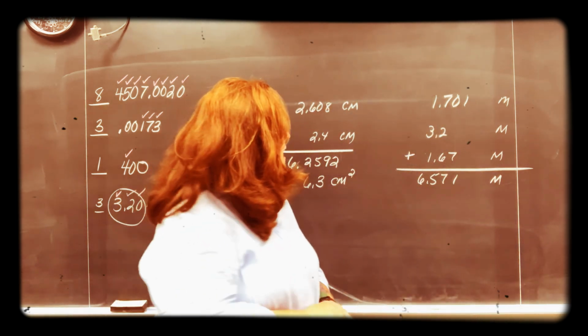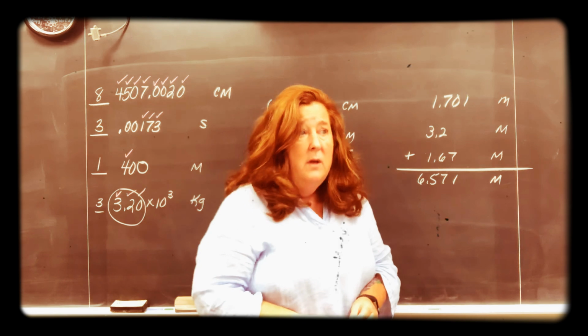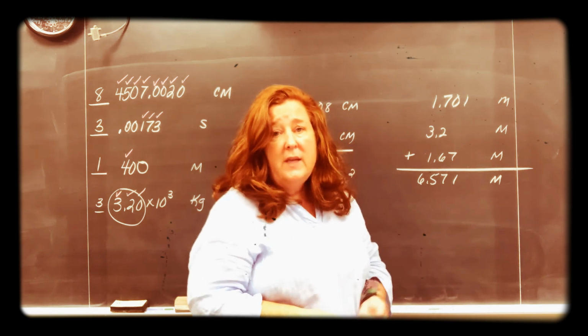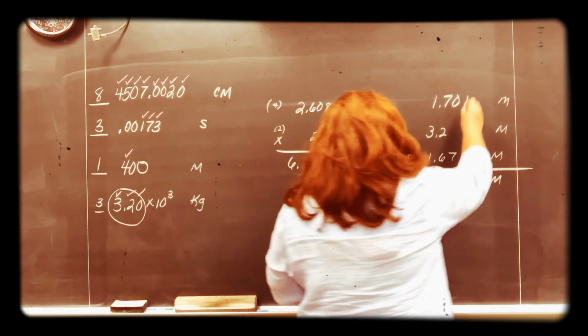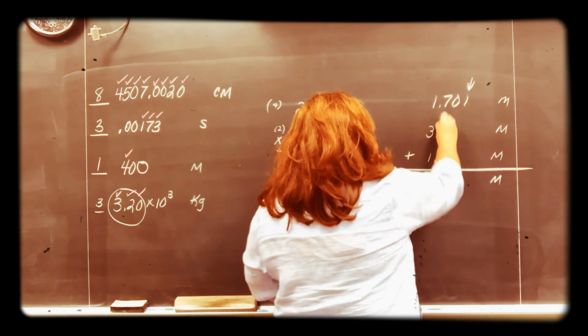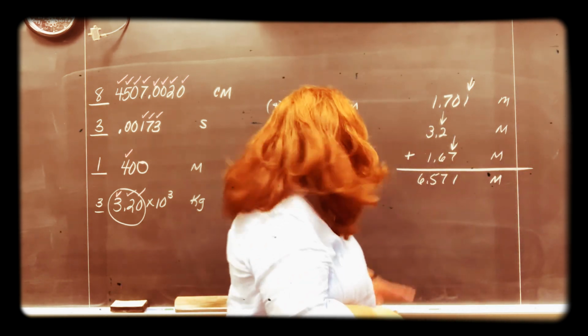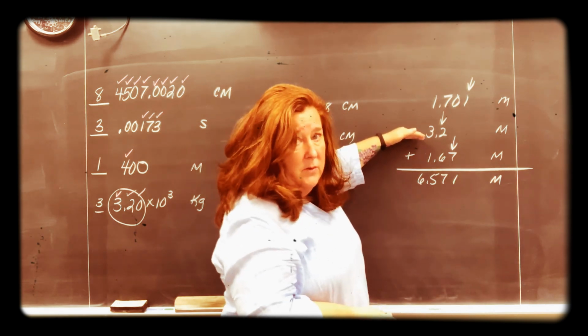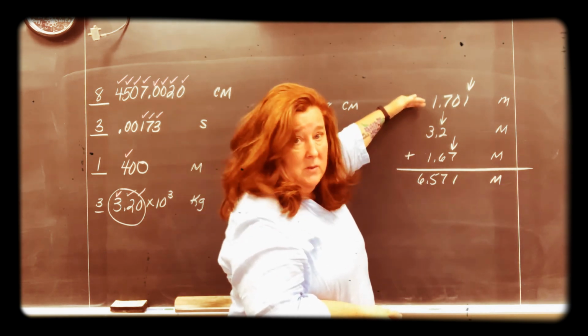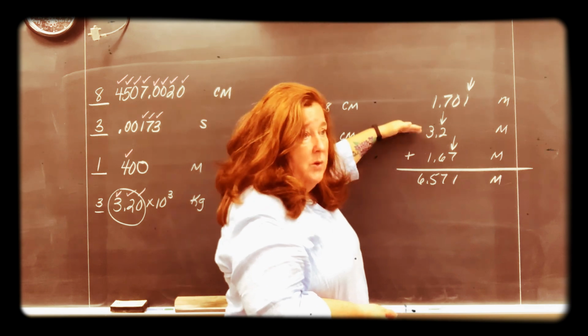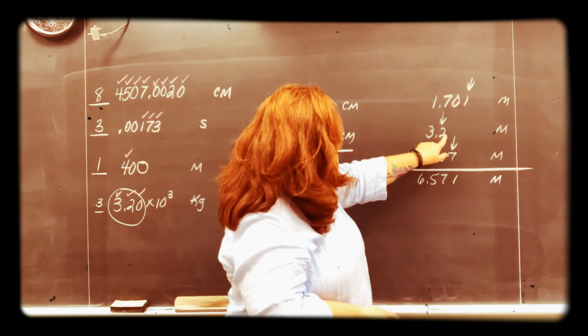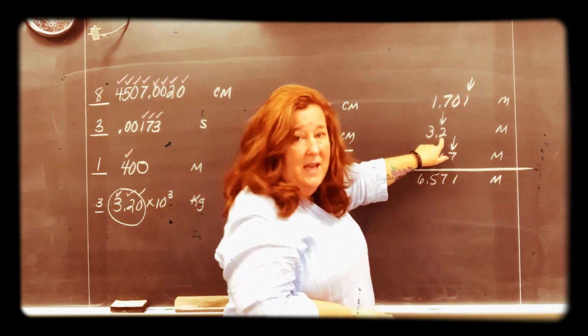When you add or subtract, you look at the place value that each individual measurement is precise to. So this is precise to the thousandths place, this is precise to the tenths place, and this is precise to the hundredths place. So this is not the best instrument for the job, it's the worst one, and this is the best one. You have to round to the worst instrument that you use, which is the lowest place value. So that would be the tenths place.